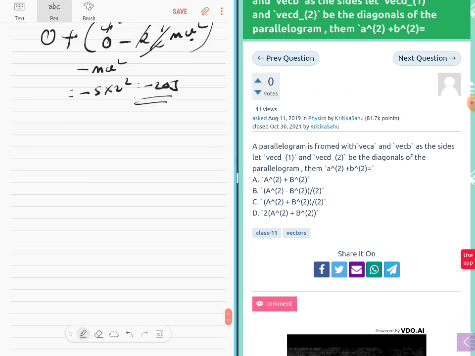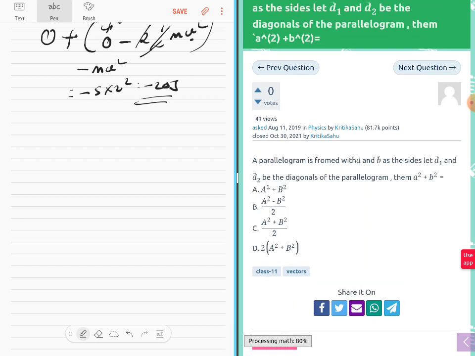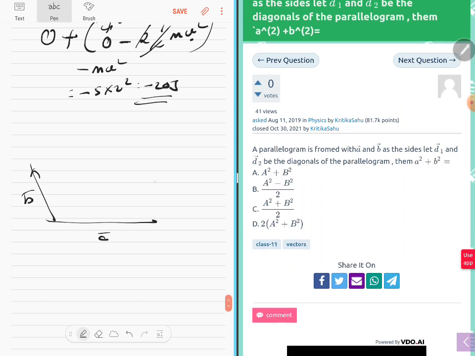A parallelogram is framed with vector A and B as sides and diagonals. A parallelogram is framed with vector A and vector B as sides, which means if you consider this as B vector, this will also be B vector. Let this diagonal be D1 and let the other diagonal be D2 of the parallelogram.